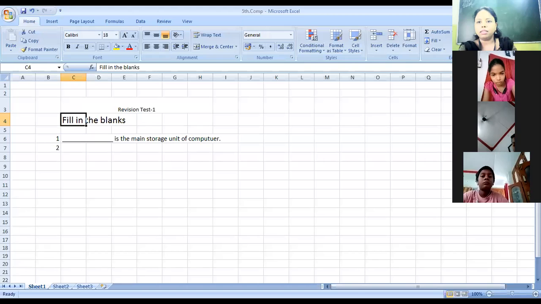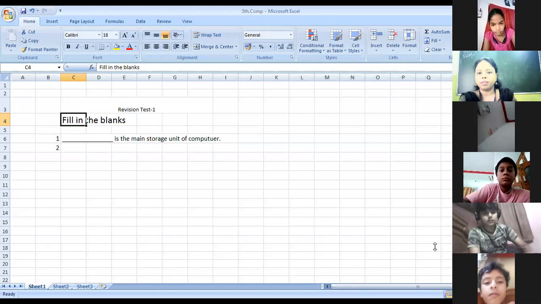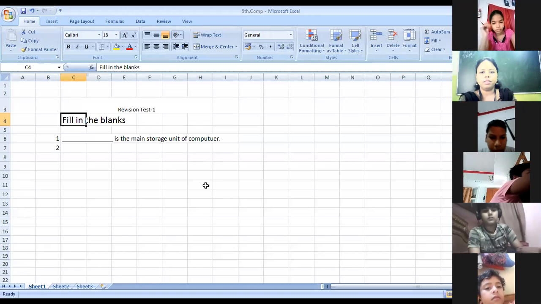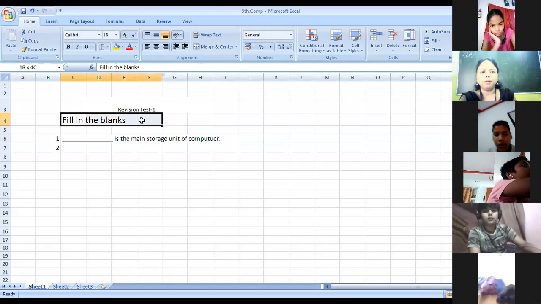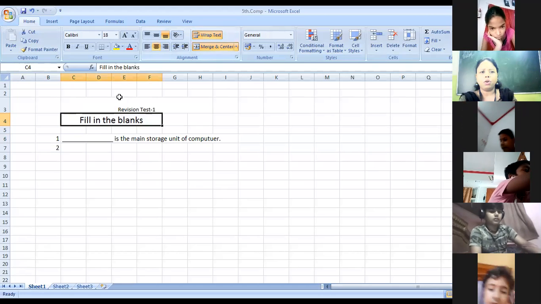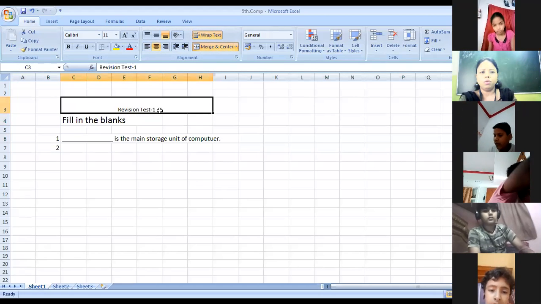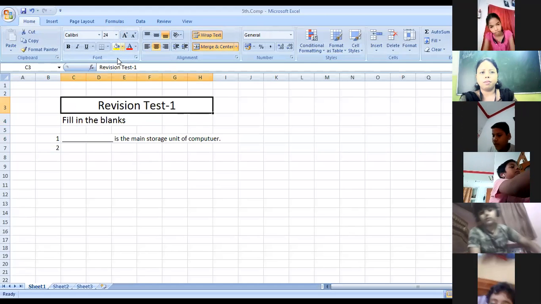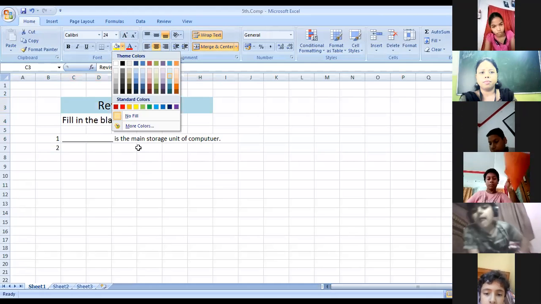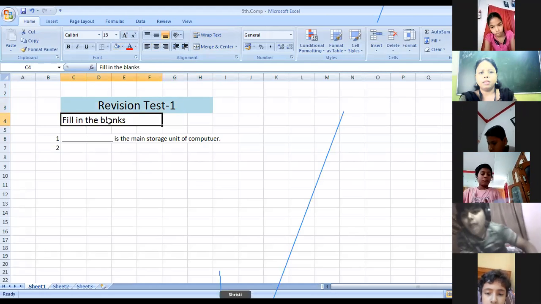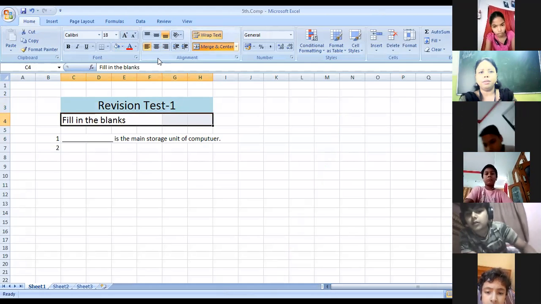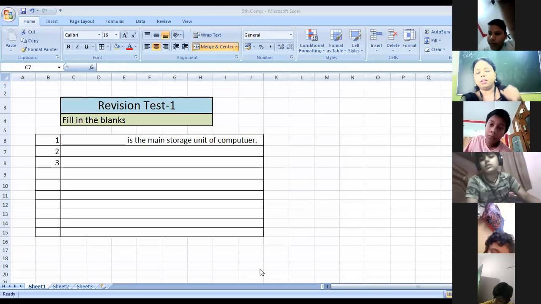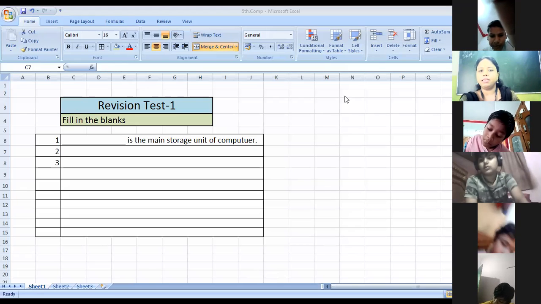So let me show you your revision test. I hope you all can see the screen over here. This is the fill in the blanks which you all have to do. Ma'am, don't touch the screen.